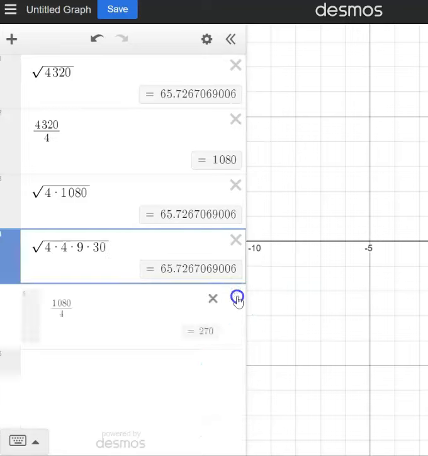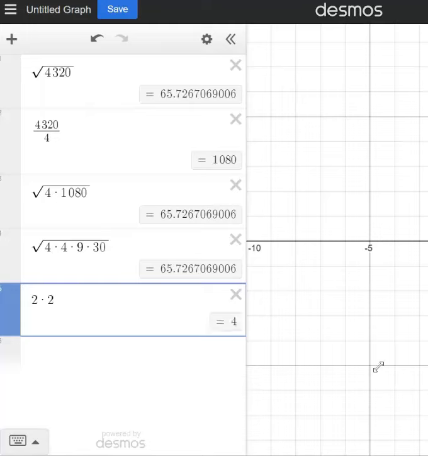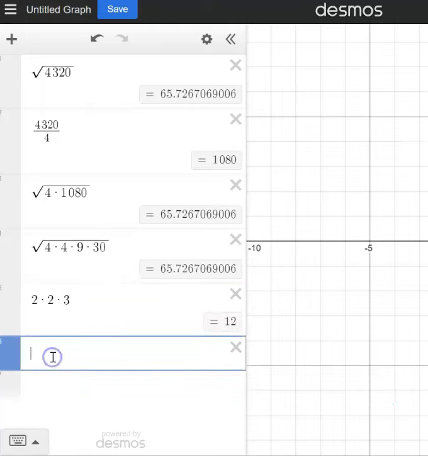I'm going to go ahead and get rid of this. Although they would want to take pictures of it or write it down. If they're doing these at the board, they would write them on the board. And so then I'm going to do 2 times 2 times 3, which is 12. So that means I have 12 square roots of 30.